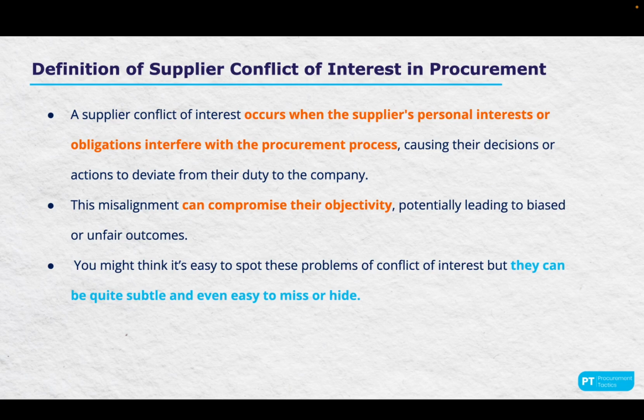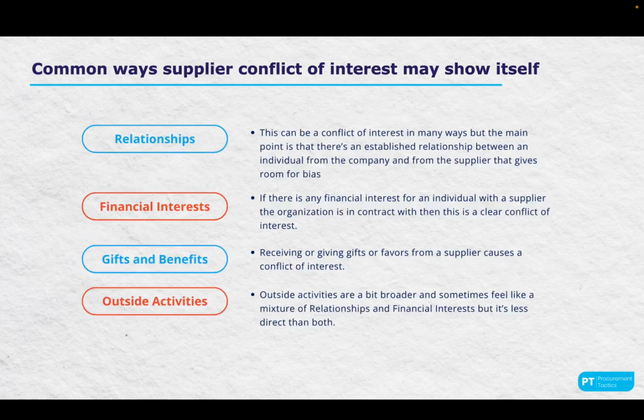A strong conflict of interest policy and vigilant monitoring is needed to guard the company's reputation and goals against problems of conflicts of interest. You may think it's easy to spot these problems, but they can be quite subtle and easy to miss or hide. Slightly favoring a company, for example, can be considered a conflict of interest and lead to worse problems like corruption or bribery. Here are some common ways that supplier conflict of interest may show itself.